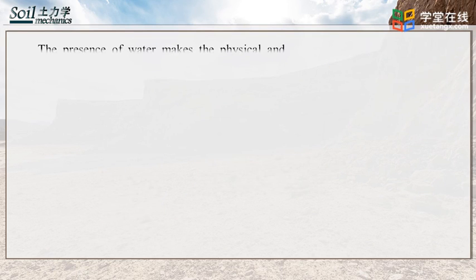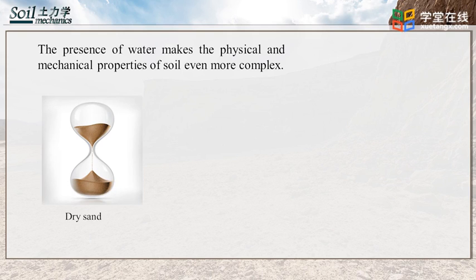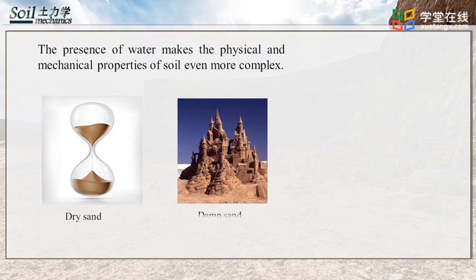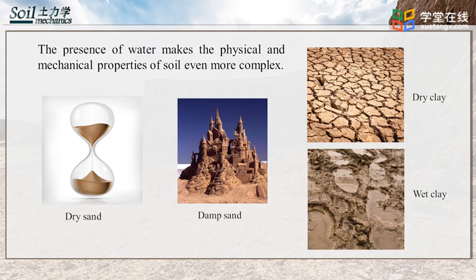Especially the presence of water makes the behavior of soil extremely complex and hard to predict. For example, dry sand can float like liquid, but you can make sand castles from damp sand. Dry clay can be as hard as rock, but wet clay can be squeezed and molded like peanut butter.